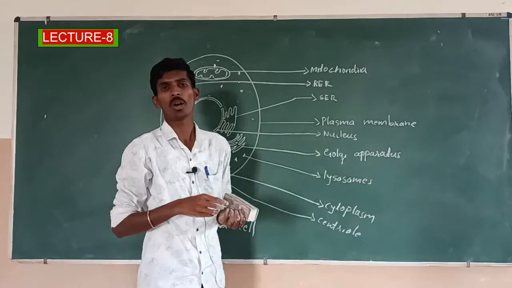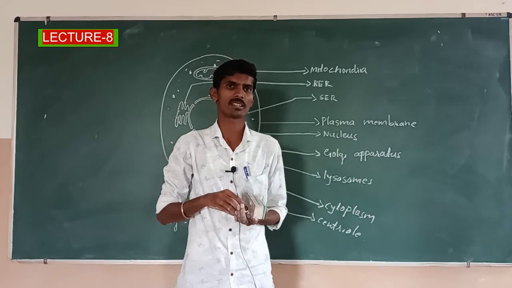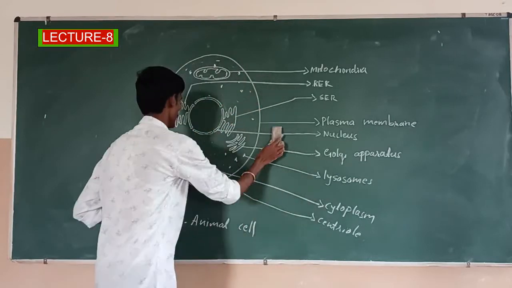There are 5 mark questions. Draw a neat labelled diagram of plant cell or animal cells. It's one for your examination.